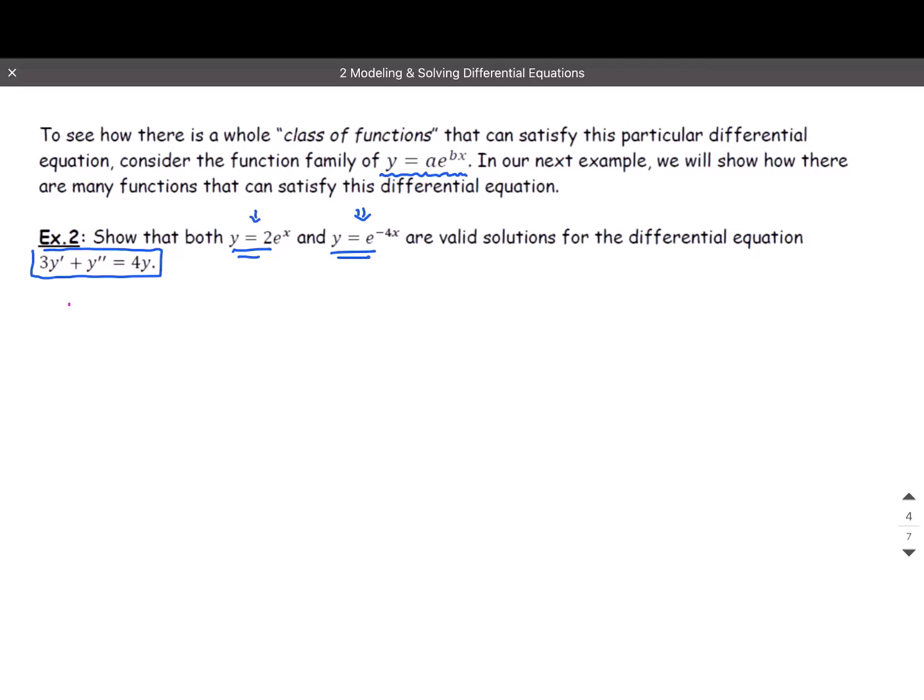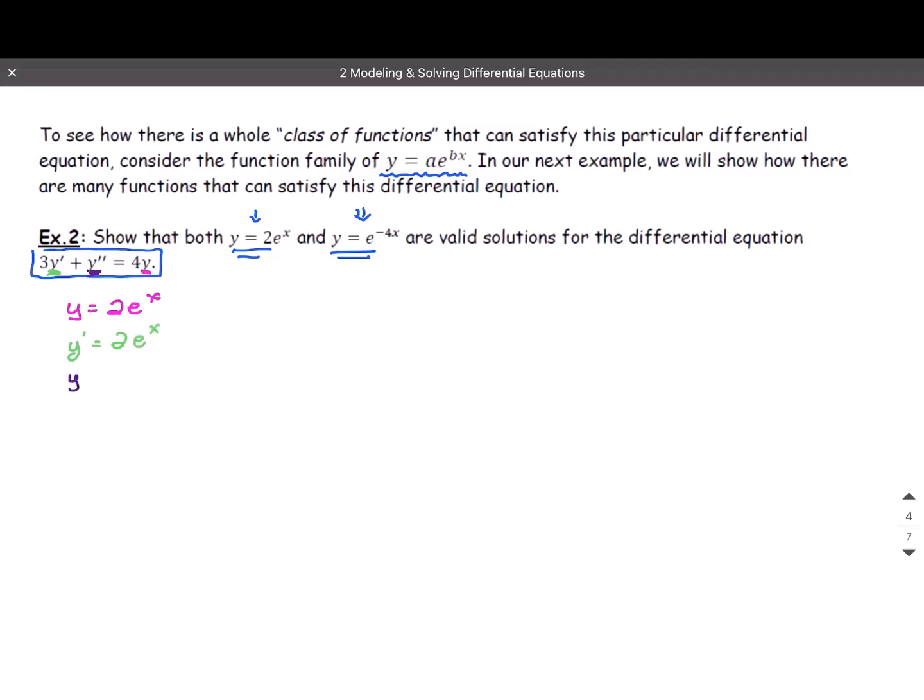So let's start with y equals 2e to the x. Now I noticed in my differential equation I need y, I also need y prime, and I need y double prime. Okay, so let's take y, and we know what y is. Now I need y prime, that's the derivative. Well, we keep the 2, and the derivative of e to the x is still e to the x.